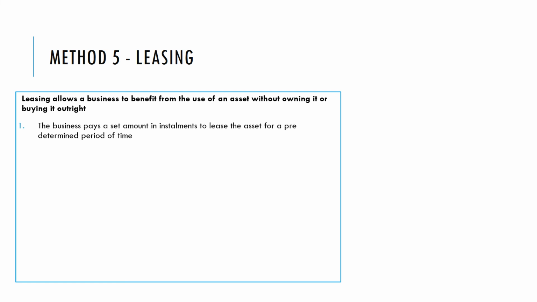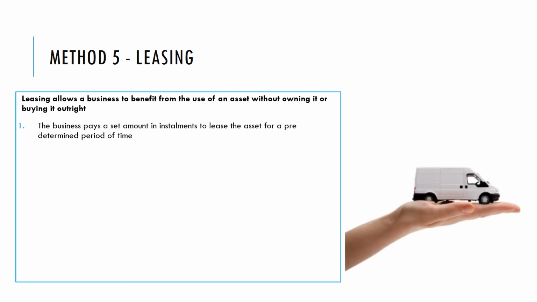Okay, number 5 is leasing, and leasing allows a business to benefit from the use of an asset without owning it or buying it outright. So the business pays a set amount in installments to lease the asset, which is equivalent to renting it for a predetermined period of time.